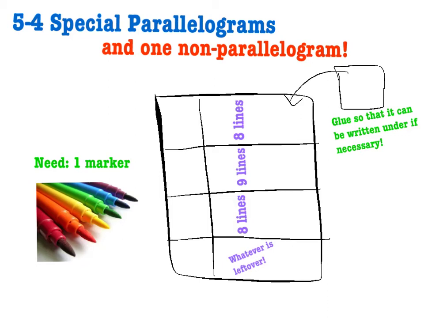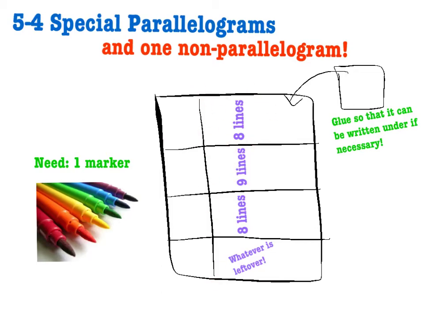Today you're going to be taking notes about special parallelograms and one non-parallelogram. What you're going to need for these notes is one marker, and you're going to need to set up your notes as follows. You'll have to separate your marker here. It looks like it's about 1.5 inches over to create that column.